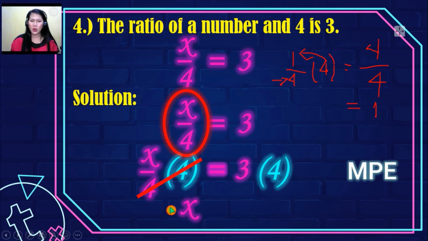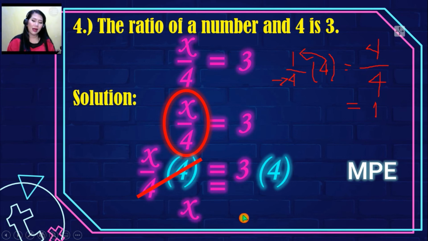Okay? Question, ma'am, saan po napunta yung 1? Remember last time, I did already discuss to you that x here, any variable or any literal coefficient na wala kayong nakikitang number before it, there is an invisible numerical coefficient 1. Always. Tatandaan niyo lagi yan.